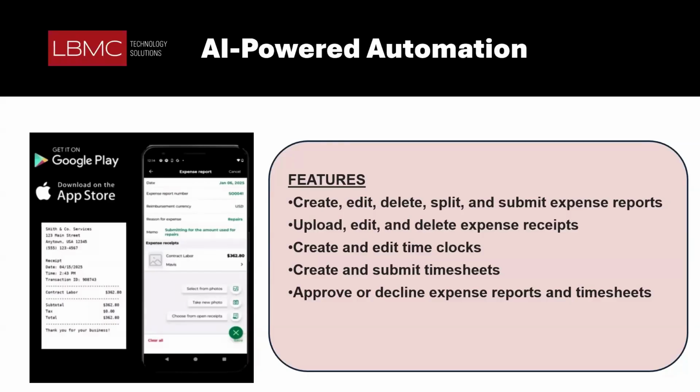Previously, the Sage Intacct Time mobile app only allowed you to manage timesheets and time clocks. Now you can use the mobile app to create, edit, delete, split, or submit any type of expense report. You can create and edit time clocks, create and submit timesheets. You can also approve and decline expense reports and timesheets, and also upload, edit, and delete any expense receipts that you may have within the system.